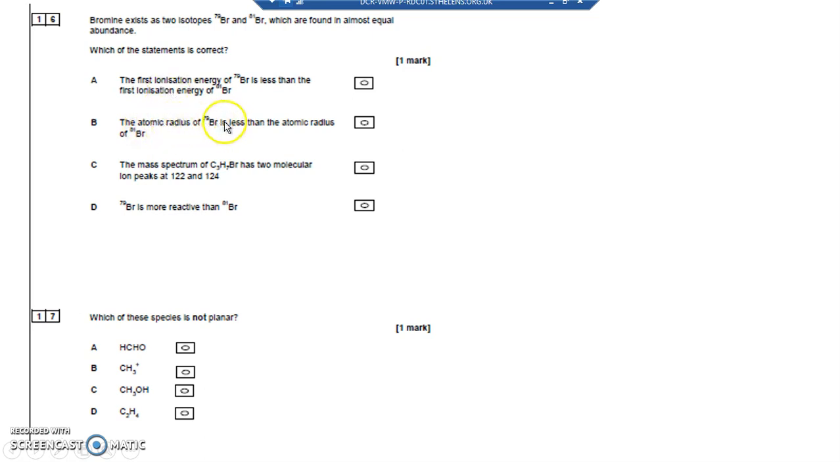The atomic radius, again, depends on the number of electrons, the number of electron shells, and the number of protons. But they've got the same number of protons, so the nuclear attraction, the number of protons, the number of electrons and electrons in shells is identical, so the atomic radius is going to be identical. Reactivity depends on the number of electrons in the outer shell, so the reactivity is identical because the number of electrons are the same. The only difference is that the mass spectrum has two different molecular ion peaks.